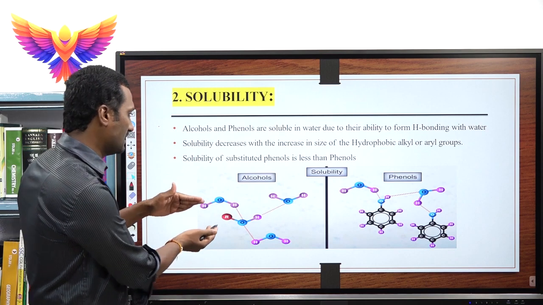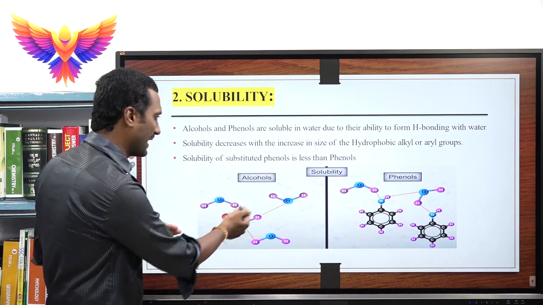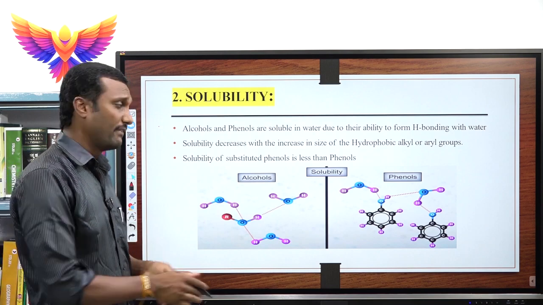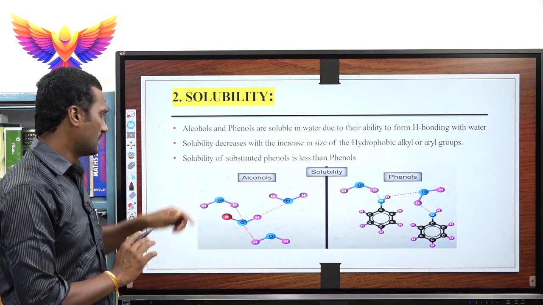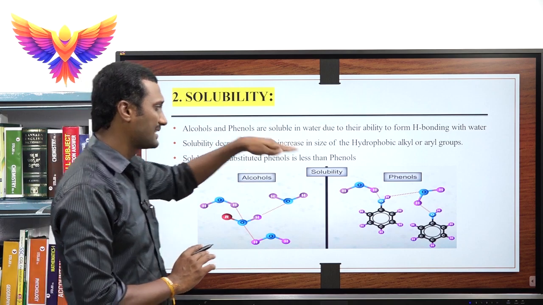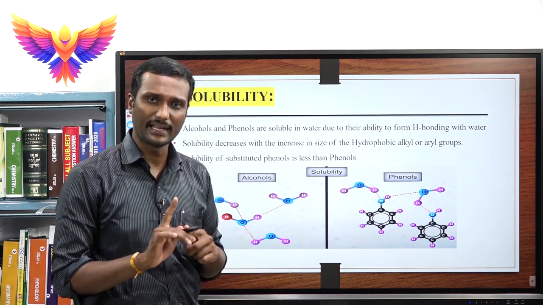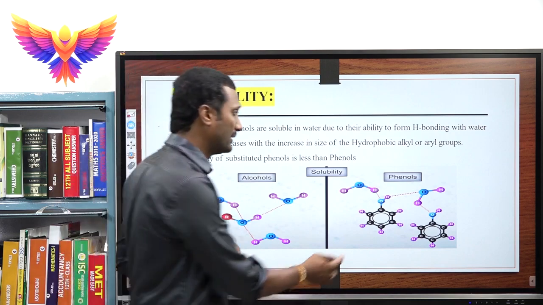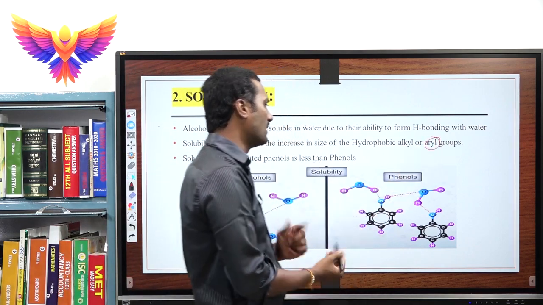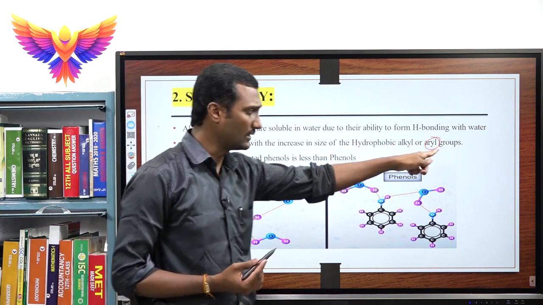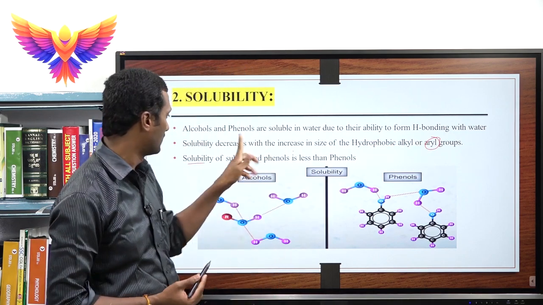When you take this alcohol, we can see there is a formation of hydrogen bond. When you take the phenols, the solubility is less than alcohols. Means in phenol, there is no substrate group, right? Only one aryl group we have. Suppose when you increase the aryl group in the phenol, then what happens? Of course, even if you increase the aryl group, the solubility will decrease.